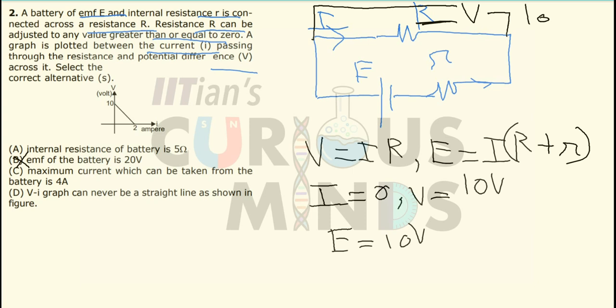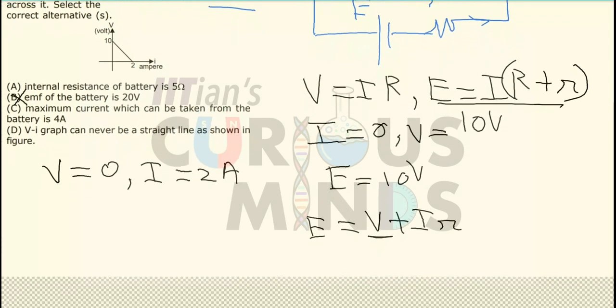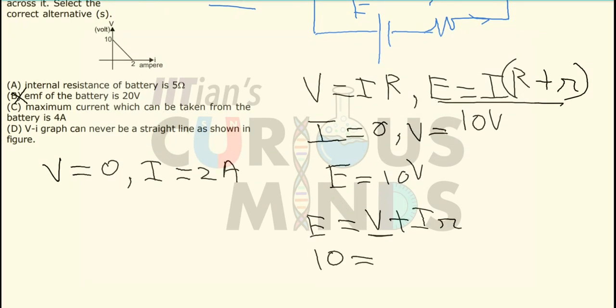When the voltage is 0, the current in the battery is equal to 2 ampere. Now E can be written as V plus I into small r. When the voltage is 0, EMF is already established as 10, and the current in the battery is 2, so the internal resistance is equal to 10 divided by 2, which is 5 ohm, which is option A. So option A is correct.